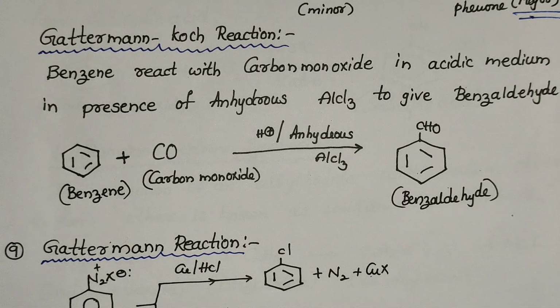Maheshwari Chemistry Classes. This is organic chemistry important reactions part 2. Already 7 reactions are over in part 1. Now, Gatterman-Koch reaction.